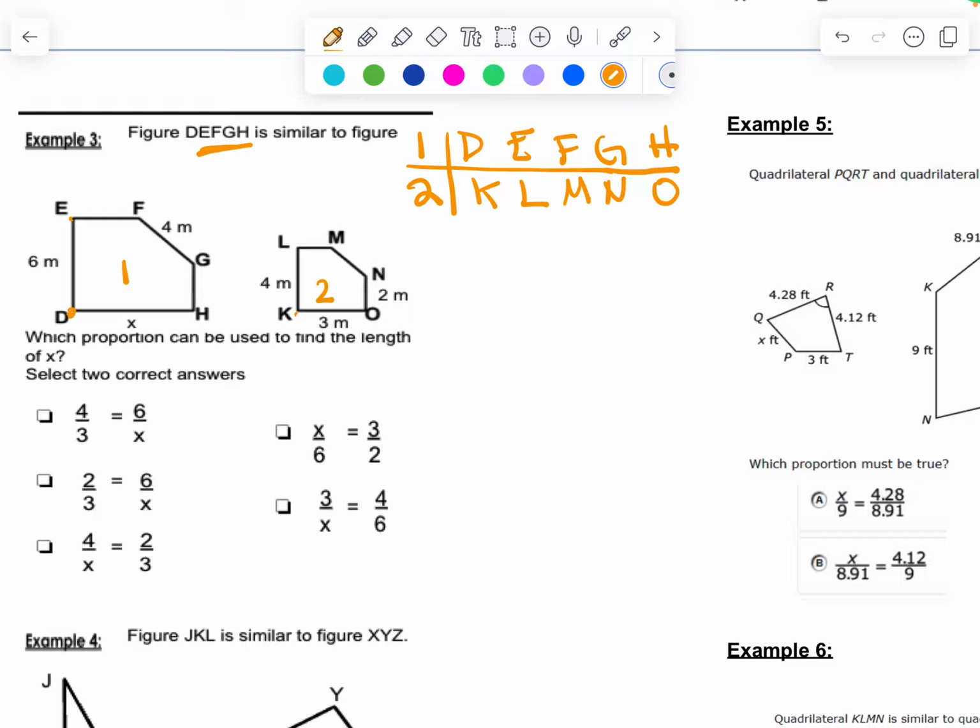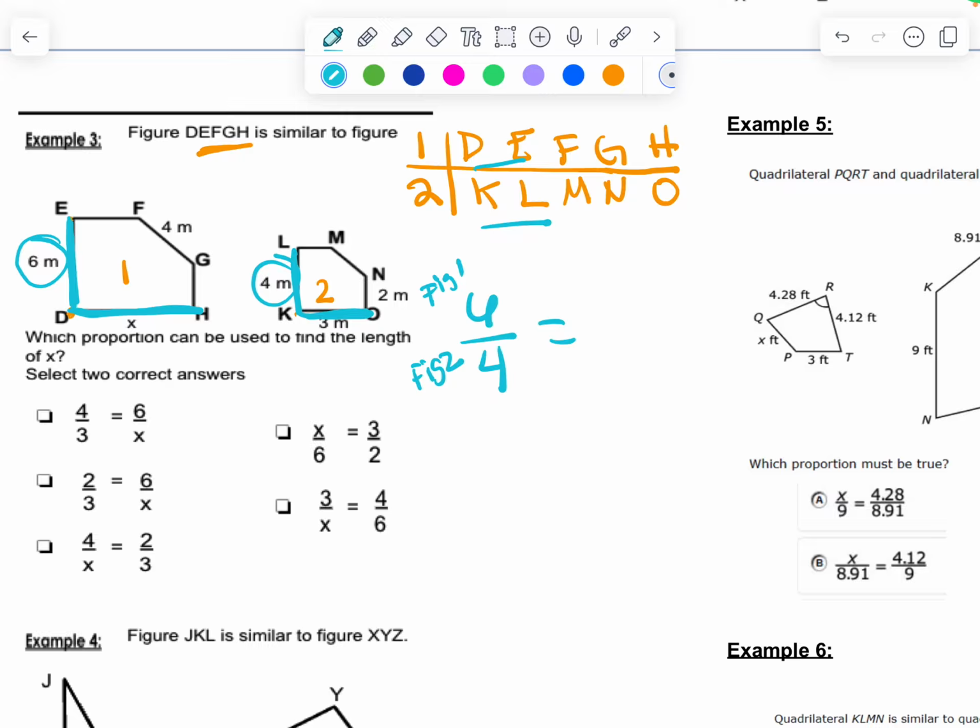All right, so for this one, they're asking for the value of X. This one's kind of easy because I noticed that they're facing the same direction, and here's my X. There's a number here and there's a number here, okay? So there's DE. DE goes with KL. So I know that 6 corresponds with 4. So I can put 6 corresponds with 4. And again, this is figure 1, and this is going to be figure 2.